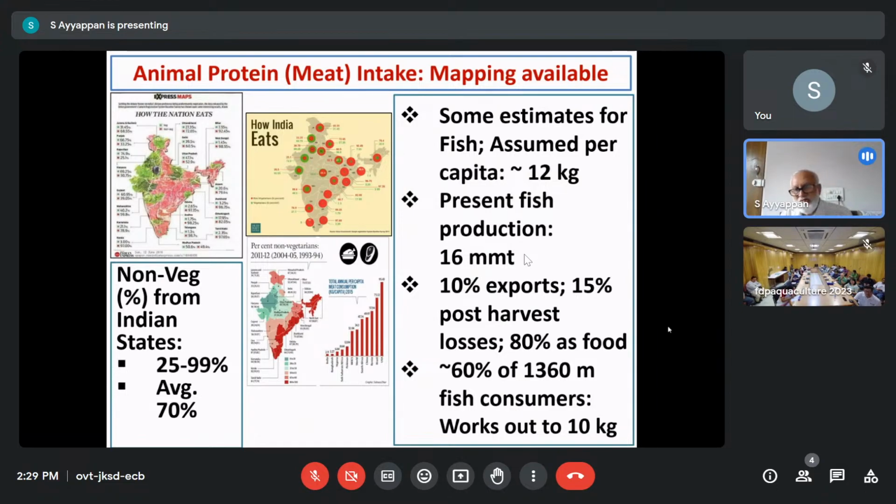So what we assume is that 60% of the Indian population eats fish. That's where we think it is about 10 kg per capita, maybe not 12 kg, only 10 kgs, but the global average is about 16 kilogram. So we need to raise the fish production levels to that extent.